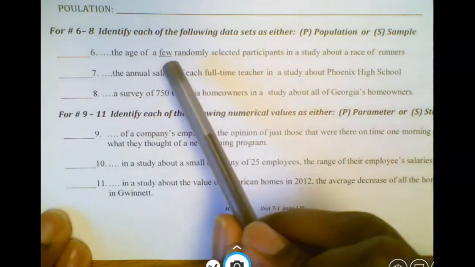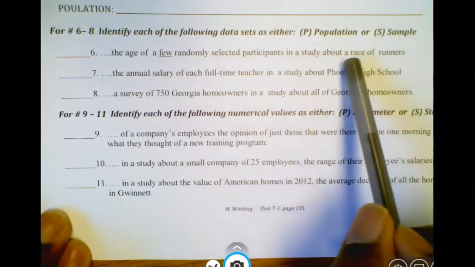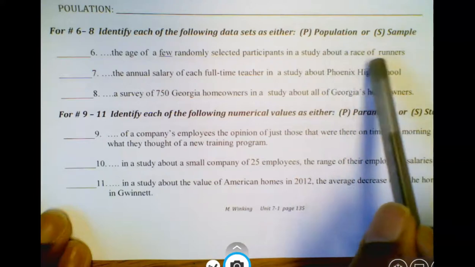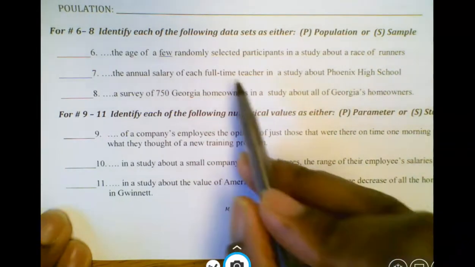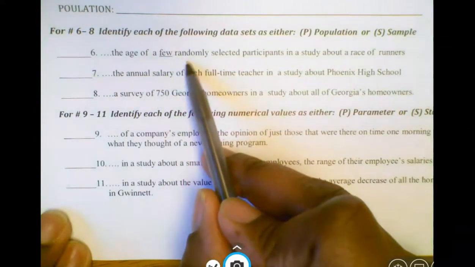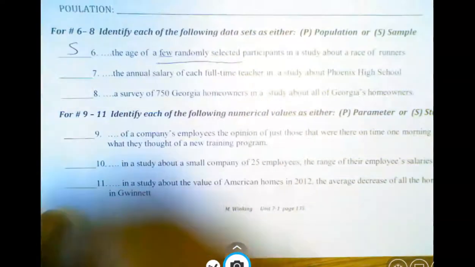All right, number 6 says the age of a few randomly selected participants in a study about a race of runners. So basically, it says you got a few randomly selected. It tells you right now it's a sample because you didn't choose all the runners, just a small subset of them. So this is a sample.